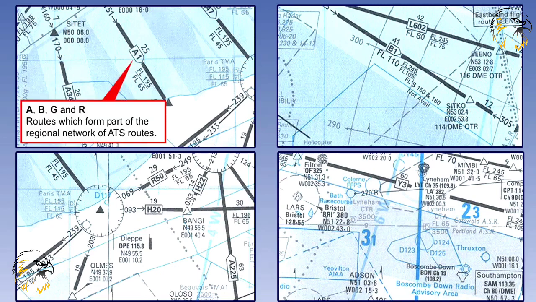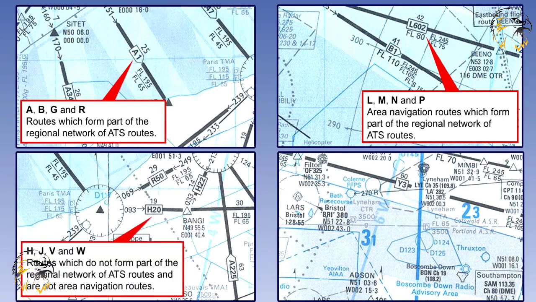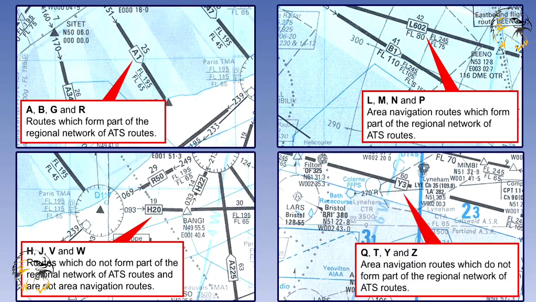A, B, G and R for routes which form part of the regional networks of ATS routes, L, M, N and P for area navigation routes which form part of the regional network of ATS routes, H, J, V and W for routes which do not form part of the regional network of ATS routes and are not area navigation routes, Q, T, Y and Z for area navigation routes which do not form part of the regional network of ATS routes.